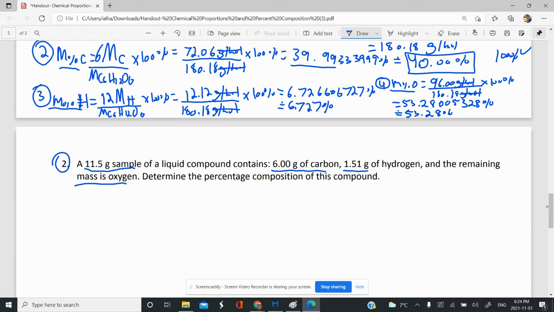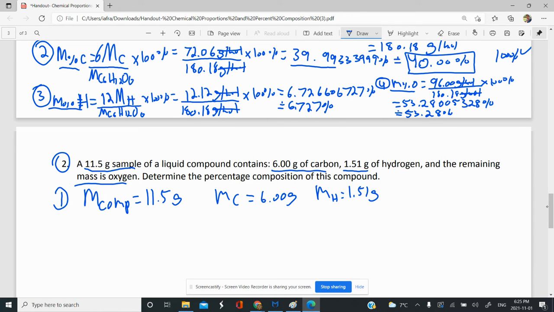Let's write down the information we know. We know the mass of the compound, even though we don't have the formula, is given to us as 11.5 grams. We know the mass of carbon in the compound is 6.00 grams. We know the mass of hydrogen in the compound is 1.51 grams.